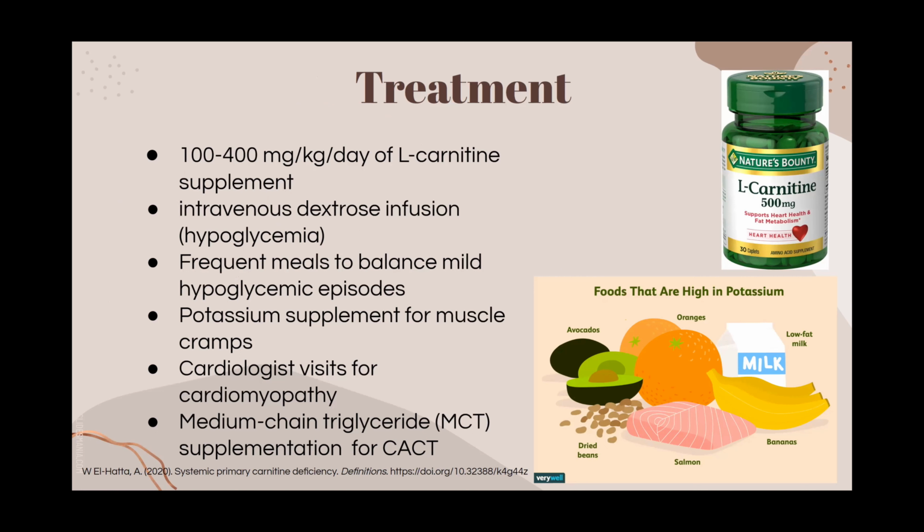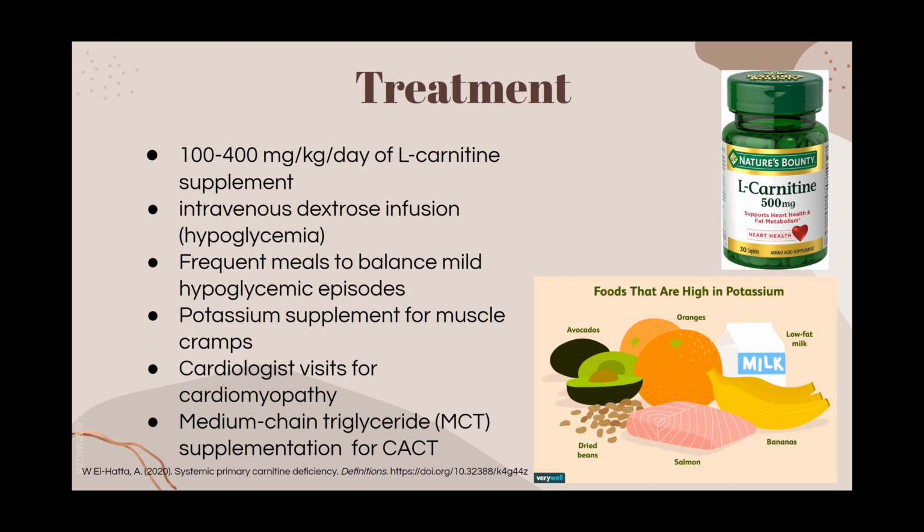This is actually something that's easy to get access to. You can actually find it at most grocery stores, which is nice. For those with hypoglycemia, an intravenous dextrose infusion is recommended if hypoglycemia is bad enough. Another thing that can be recommended if the hypoglycemia is not as bad is just frequent meals to balance those episodes. Potassium supplement for muscle cramps are often prescribed, especially for picky toddlers who have this disorder.